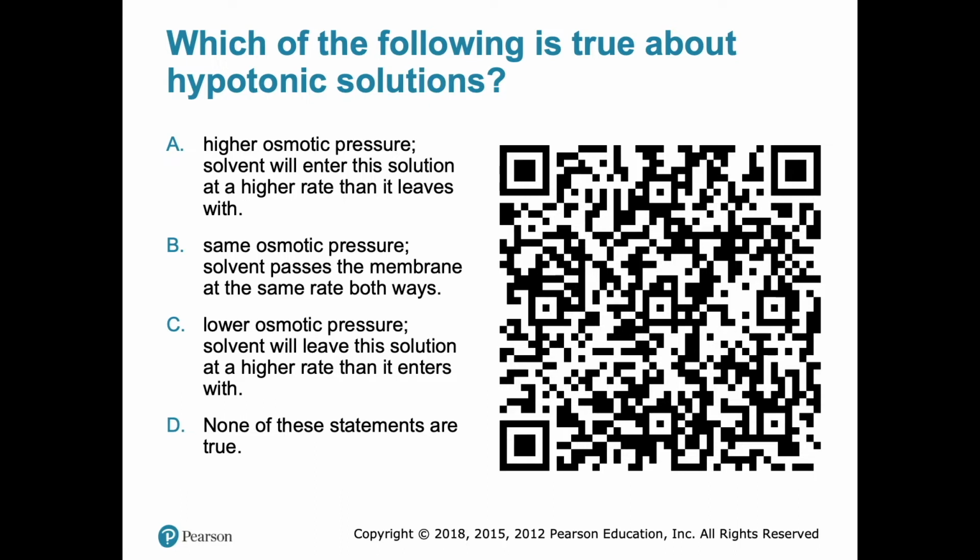Which of the following is true about a hypotonic solution? Yes. The answer was C, low osmotic pressure. Good job, good job. Okay.